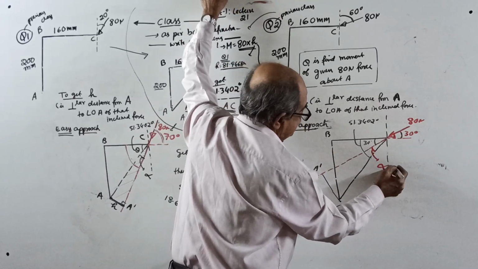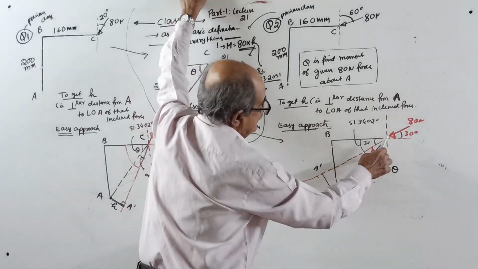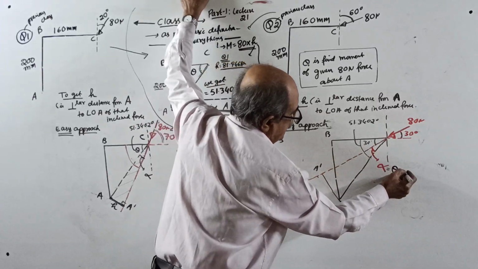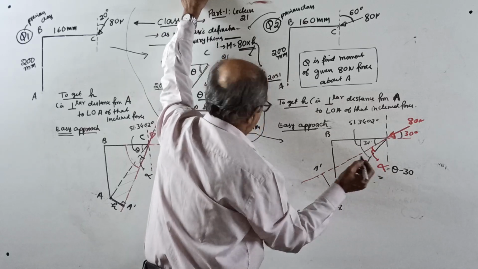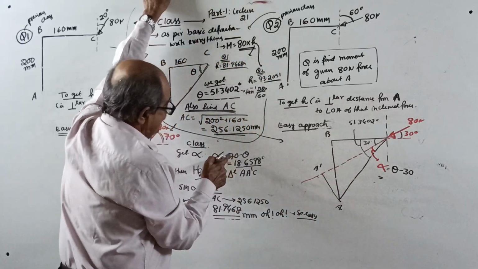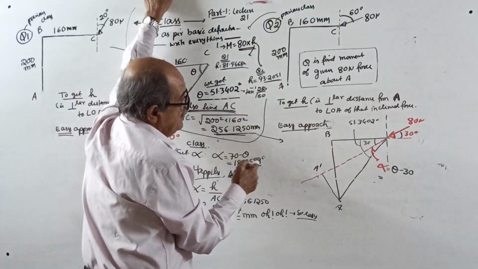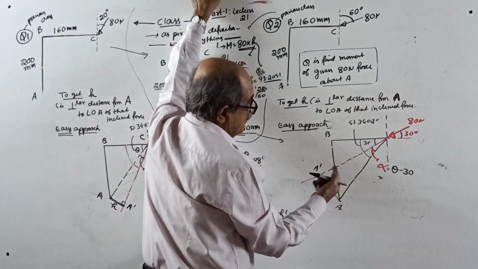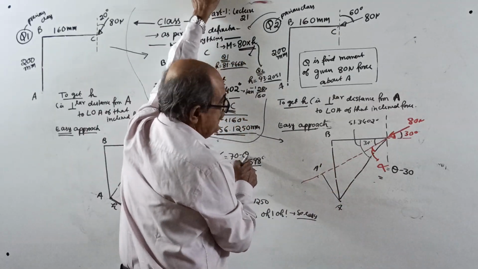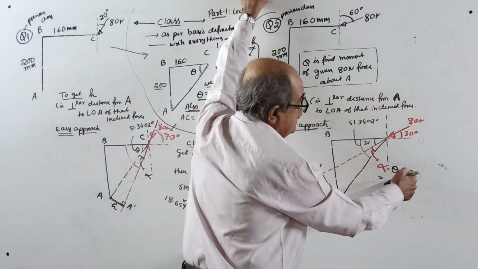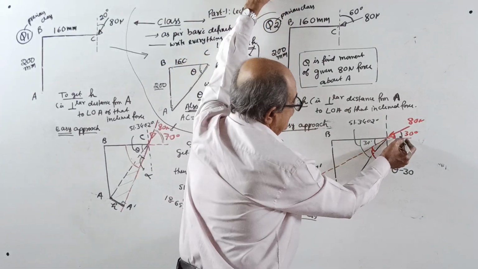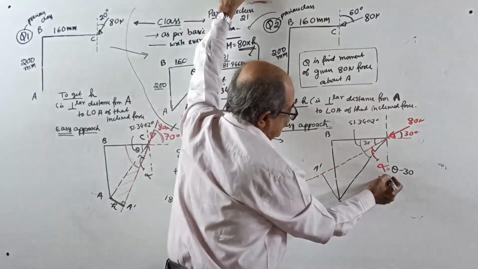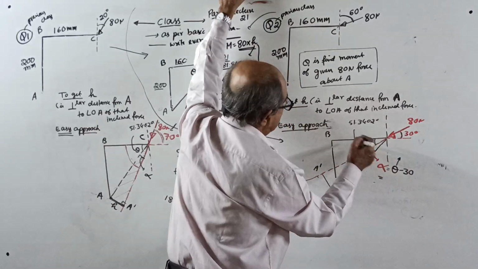What is theta here? This full angle is theta minus 30. Last time it was 70 minus theta. Now it is theta minus 30, because you can make that out. That much I should not explain. See, once again go through. Theta is already known. How much?